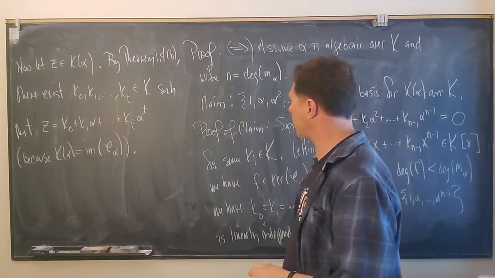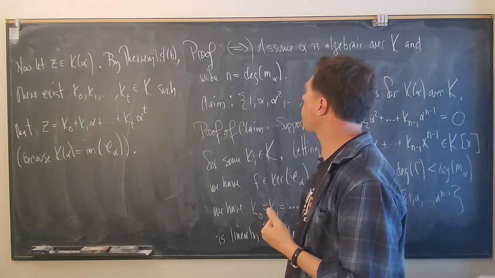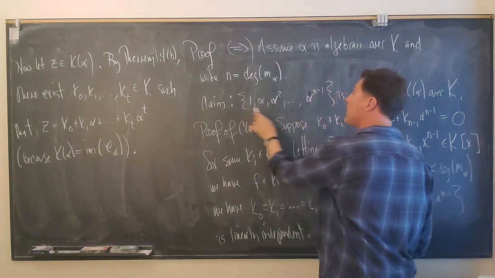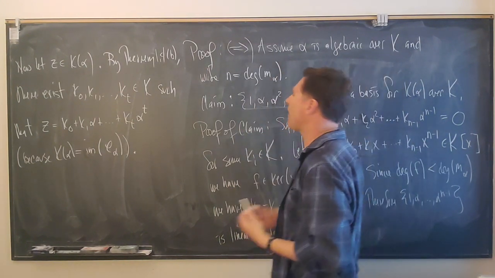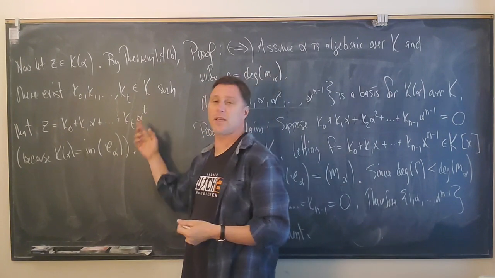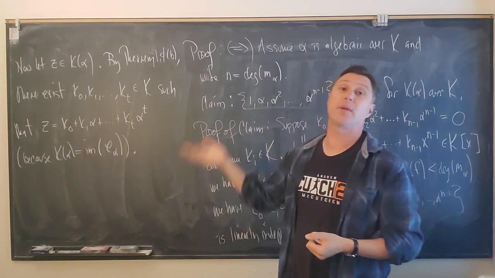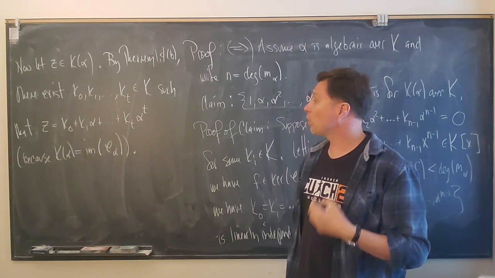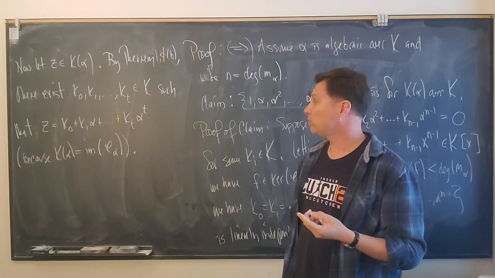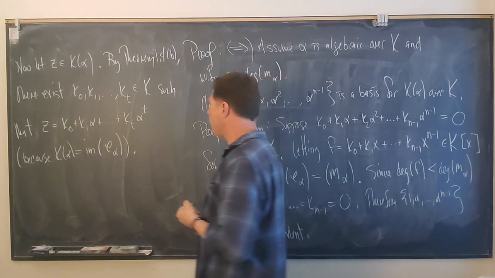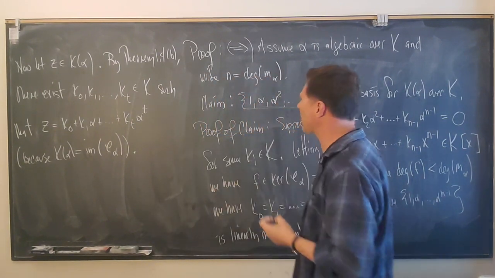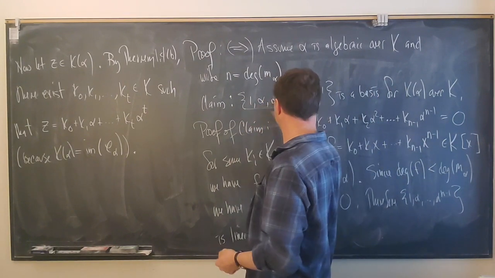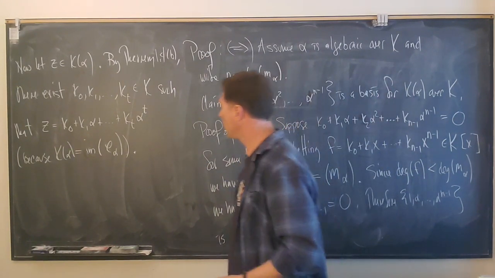Okay, now what am I trying to do? I want to show that z lives in the span of this collection of vectors right here, and the problem is we don't know about t. t is just some number greater than or equal to 0. It could be much, much larger than n minus 1. So what we actually want to do is show that we can squeeze things down, so that we don't need this gigantic number t. We only need this small collection right here.